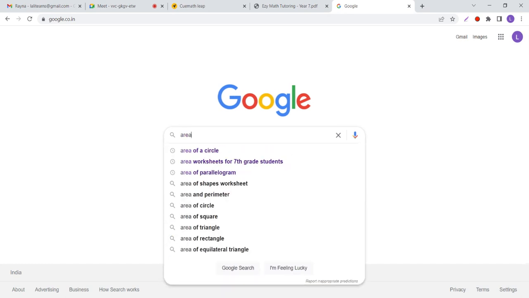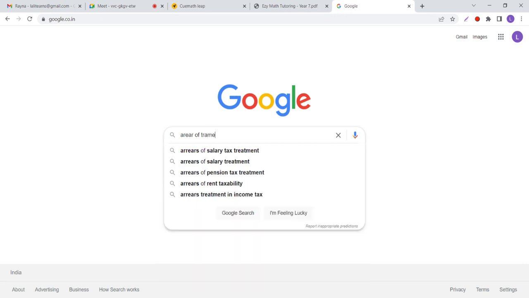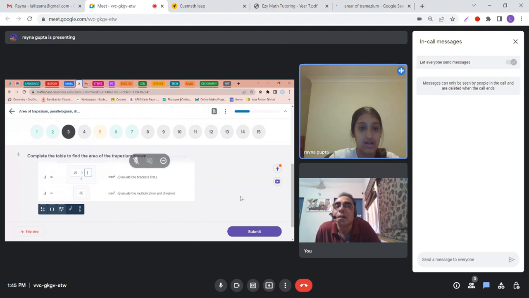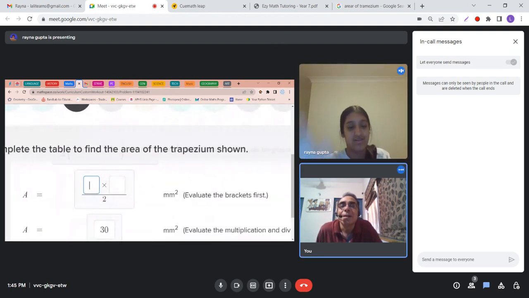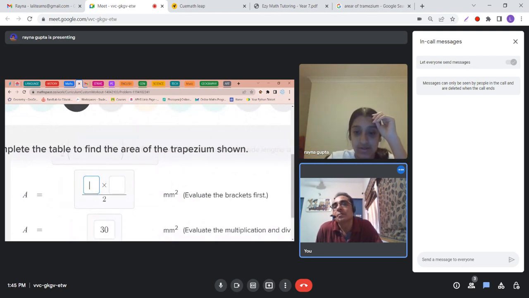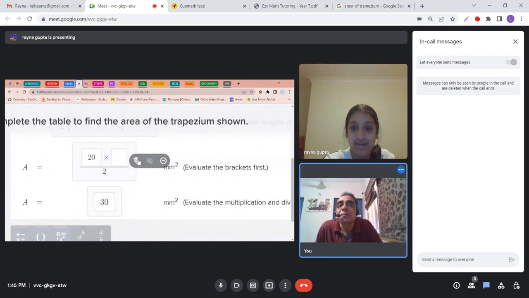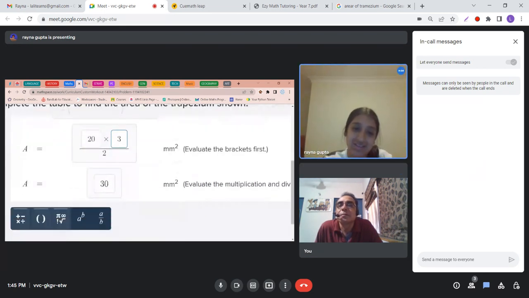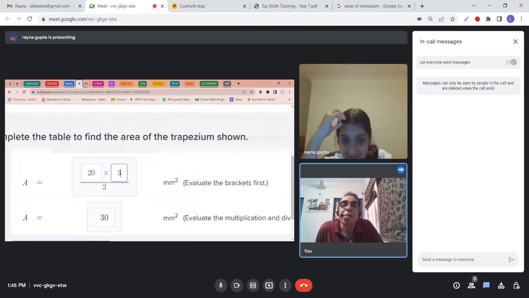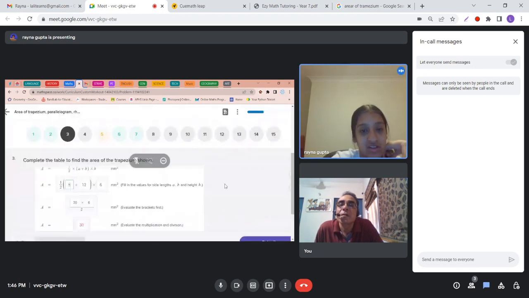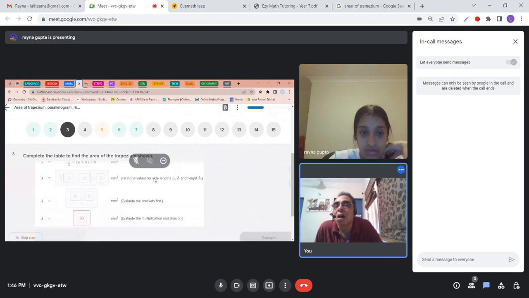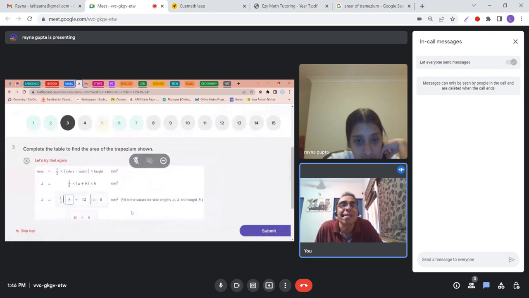Share the question. Sorry? This is the wrong file. Which one? You need to zoom in because I cannot see it. Evaluate the brackets first. Yeah, so that would be 20. Then half times 6, which is... Any other way to evaluate the bracket? 3. If you are writing 3, then you cannot write divide by 2, isn't it? So 6 comes over there instead of 3. We are going step by step, right? Half into 8 plus 12 is 20. That goes over there. But 6 and half are still there.